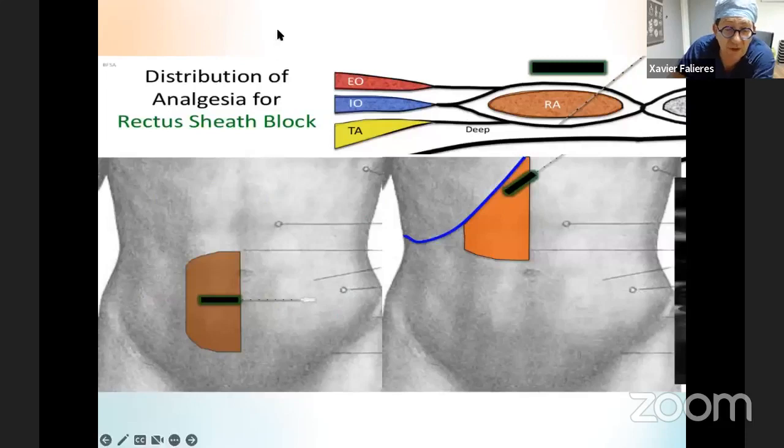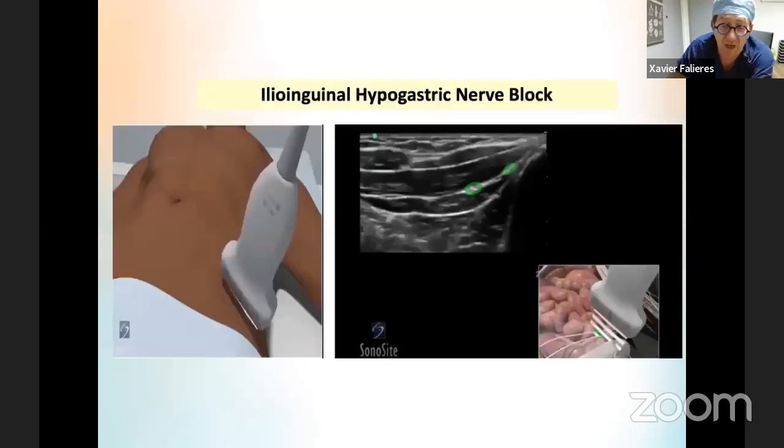You see here, for the rectus sheath block, you can give it here, you can give it here, you can give it bilaterally with one shot between the two fasciae of the rectus sheath, and it will work. And then, very important to know, when you want to do an ilioinguinal hernia repair, you can give anesthesia very easily to these two nerves here.